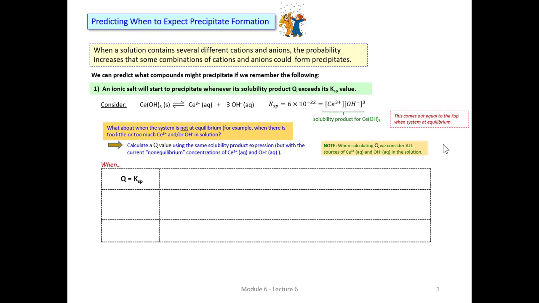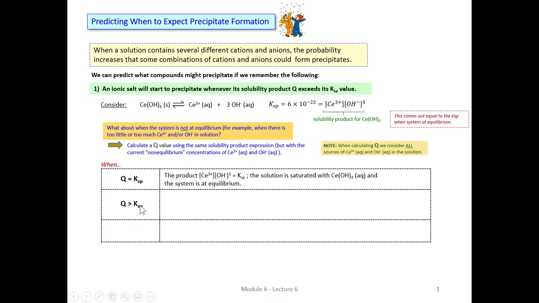So, if we calculate a Q value, again using the same expression, and it comes out equal to the KSP value, what we'd say is that the system is at equilibrium, but applied directly to solution concentrations, we'd say the solution is saturated with dissolved aqueous cerium hydroxide. The solution has as much cerium 3 plus and hydroxide as it can tolerate before forming precipitate. So we say the system is at equilibrium.